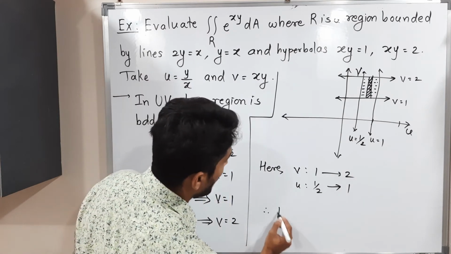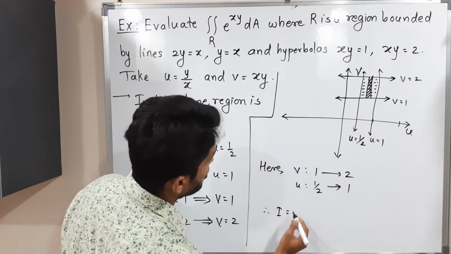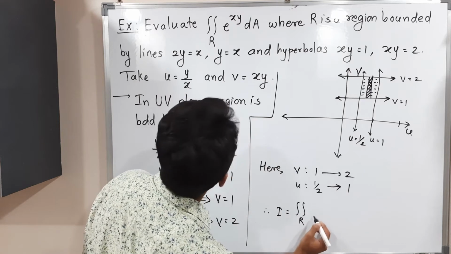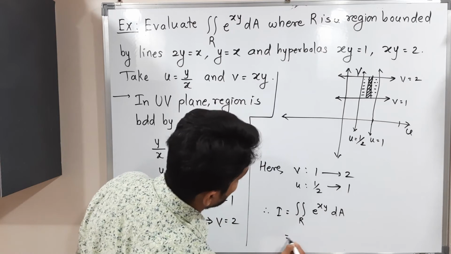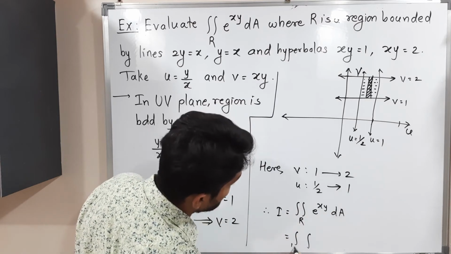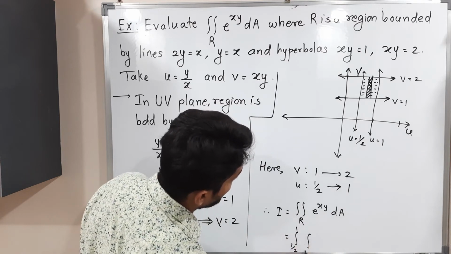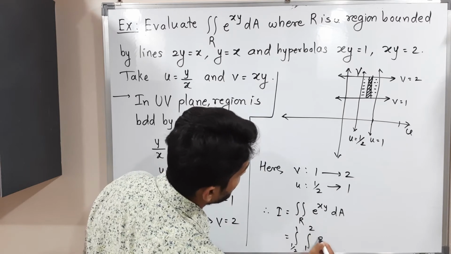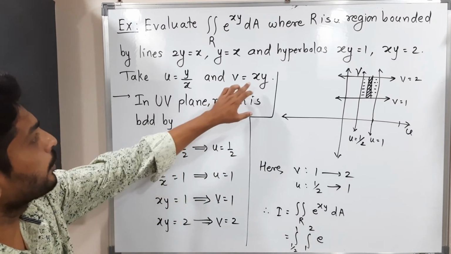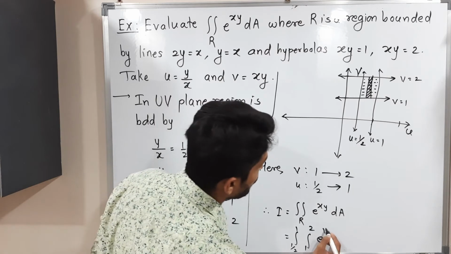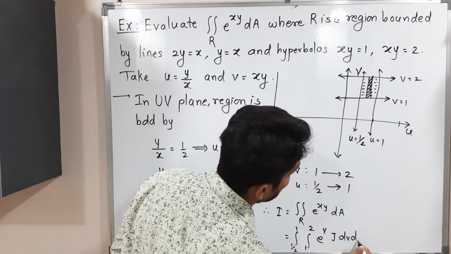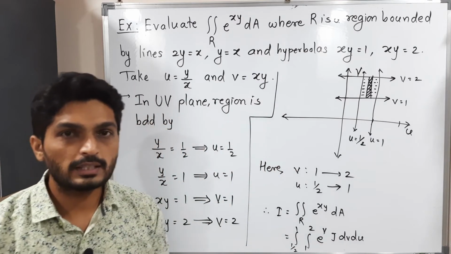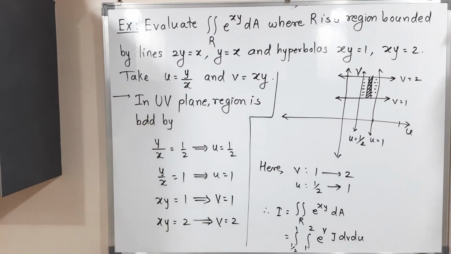So therefore, I is equal to, what is our integration? Double integration over R of e raised to xy dA. So this is equal to, let us consider these limits, 1 by 2 to 1 and 1 to 2, e raised to xy. But see, you know xy is equal to v. So e raised to v, after that we are supposed to write the Jacobian, dA means dv du. Okay, so there is no more space to solve this problem. Make a screenshot of it, after that we will go further.